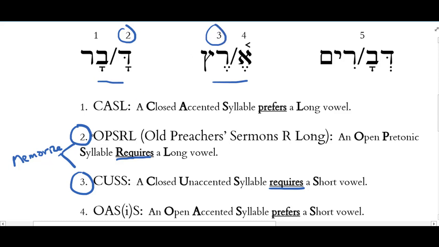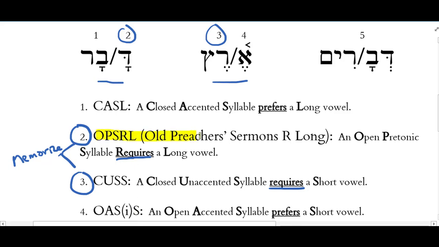I've created some stupid mnemonic devices to try to help my students remember these things. So we have OPSRL, which I've created a mnemonic for. Old preachers' sermons are long. What does that mean? An open pretonic syllable requires a long vowel. An open pretonic syllable requires a long vowel.